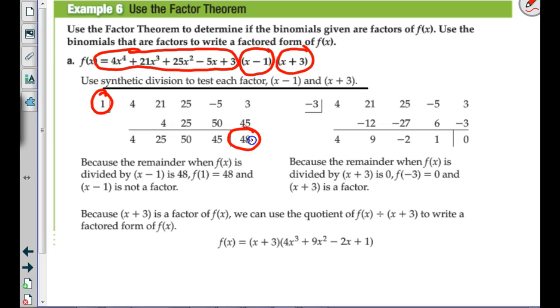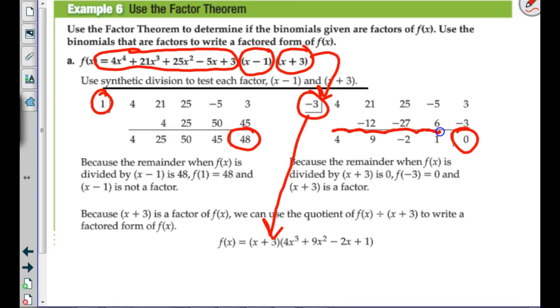How do we know if it's going to be a factor? It goes in evenly, so the remainder is 0. That one does not. X plus 3, they put a negative 3 in here, and it came out 0. So that one is a factor. And if they were to write out the factored form, this meant x plus 3.